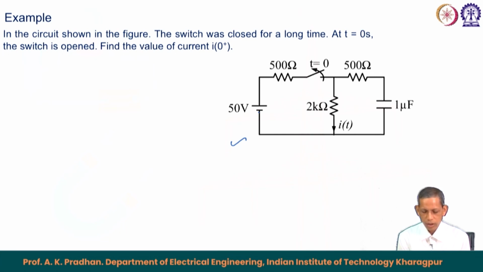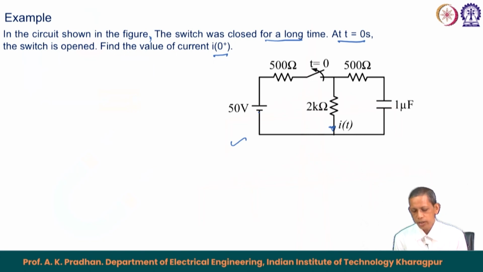The question is: in the circuit shown in the figure, the switch was closed for a long time, and at t equals 0 second the switch is open. Find the value of the current, which current? This current, find the value of this current downward in the 2 kilo ohm at t equals 0 plus, for t greater than 0. So we would like to find only the value at the 0 plus instant, not the general expression of I t.